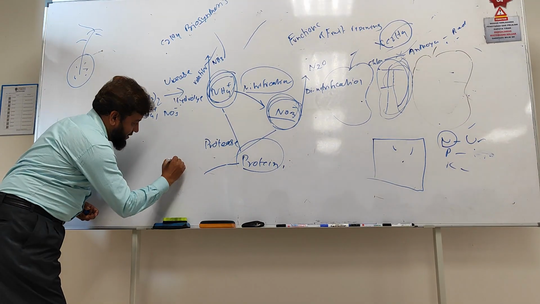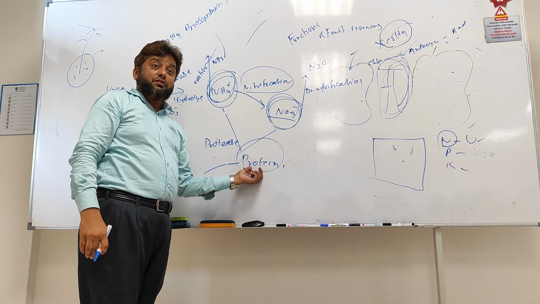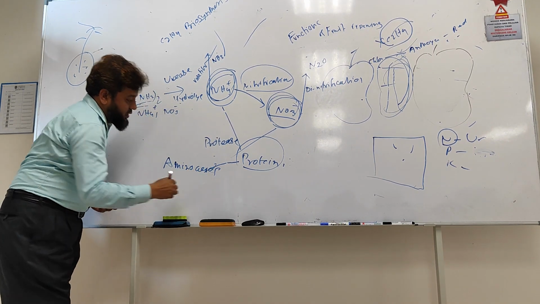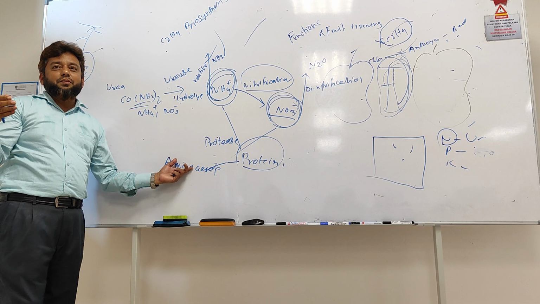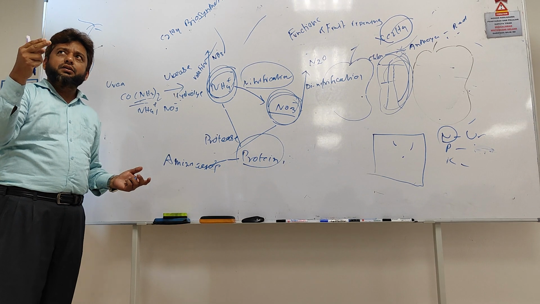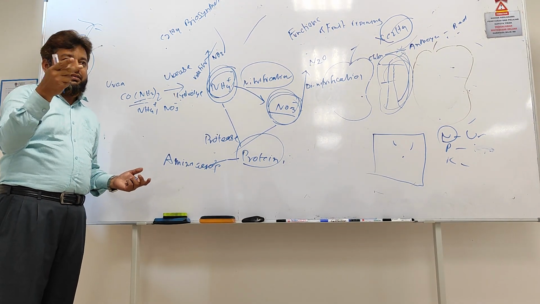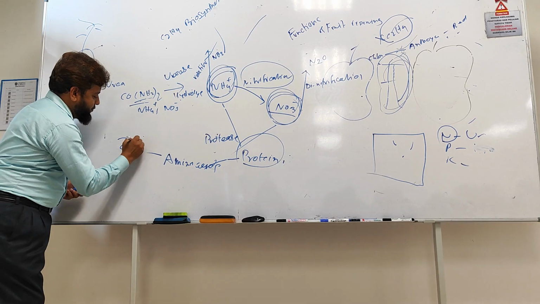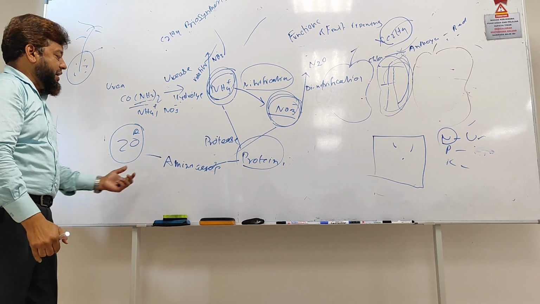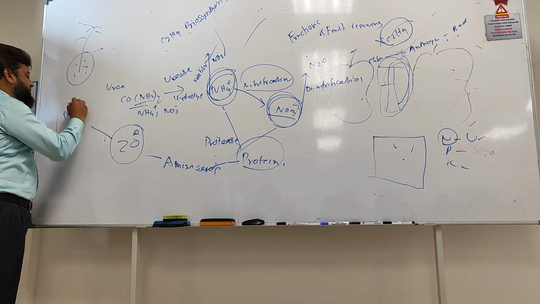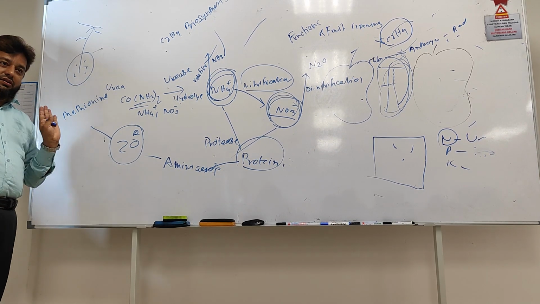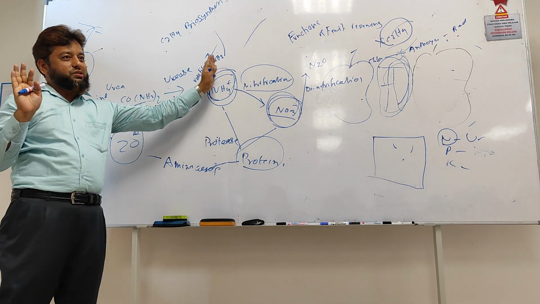If the protein breaks down, it makes amino acids. Can you tell me how many amino acids the plant has? 20 or 22? In the plant you can find 20 amino acids. It means if the protein breaks down, we find the amino acids. Out of 20, methionine is one kind of amino acid. Our whole cycle is clear, right?